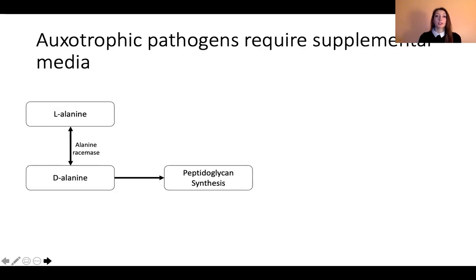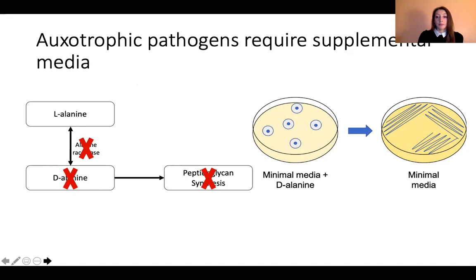To tackle that first question, we should define what an auxotrophic pathogen is. An auxotrophic pathogen requires supplemental media, so it's a mutant that lost the alanine racemase in this scenario. What that means is L-alanine is in the environment, and it's what's just there. Bacteria need D-alanine in order to make their cell wall, so they have an alanine racemase, an enzyme that converts L-alanine to D-alanine. However, when we make these mutants, we get rid of that alanine racemase, meaning there's no more D-alanine, which means there's no cell wall, unless we supply it to them. So when we supply it, the pathogen can grow.